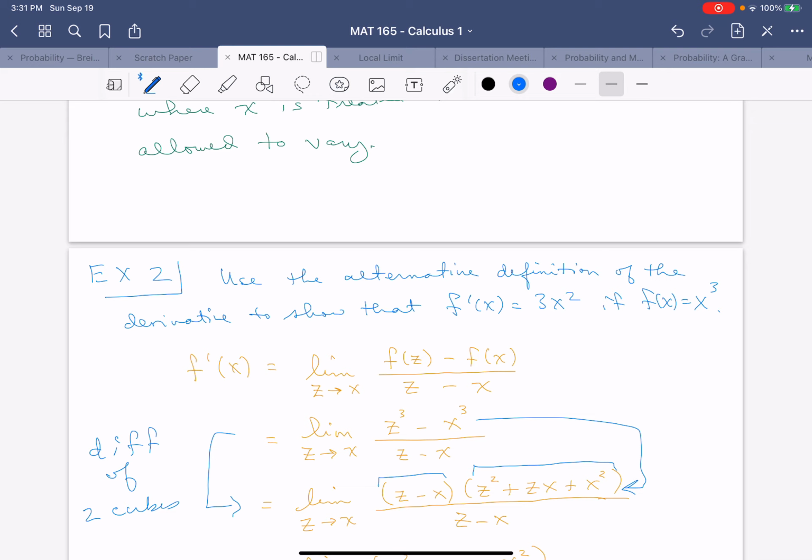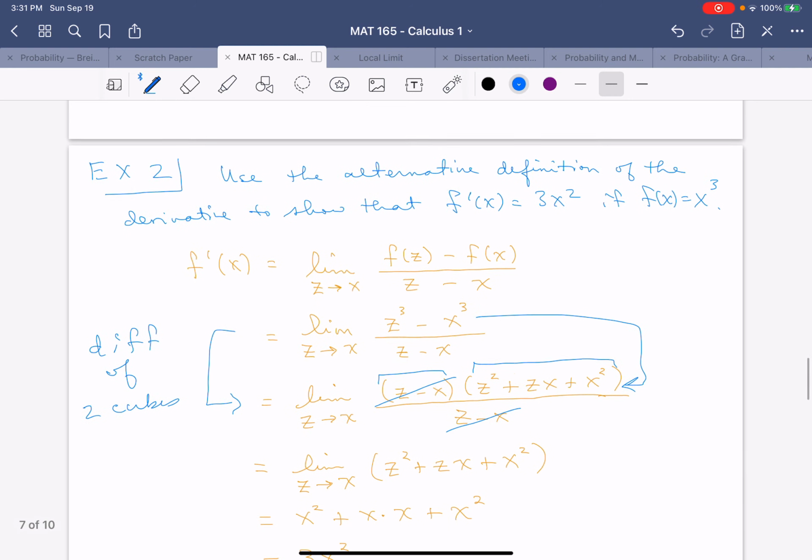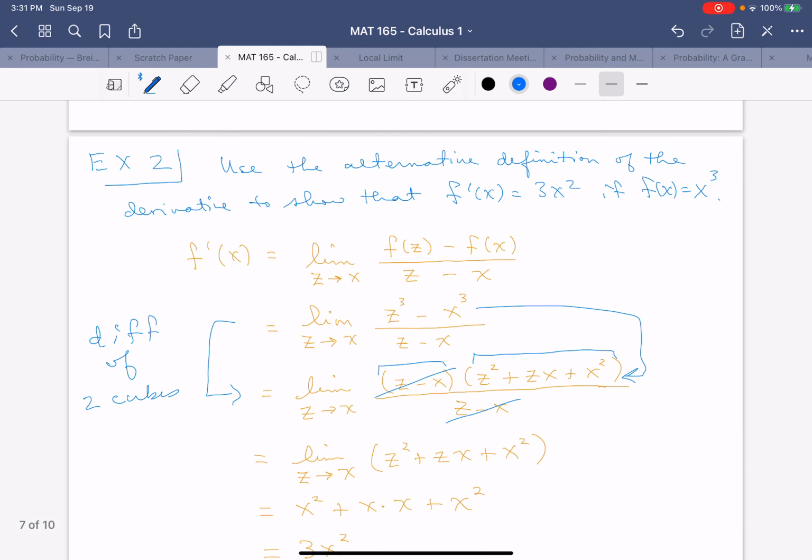So we've still got the z minus x in the denominator. Okay, so it's obvious what the next step is, right? Because at this point the z minus x cancels out with the z minus x. And that's what we need, because that z minus x in the denominator is what is causing all the problems. That's what's giving us that 0 over 0. And so once we get rid of that, we just have the limit as z approaches x of this part that's left.